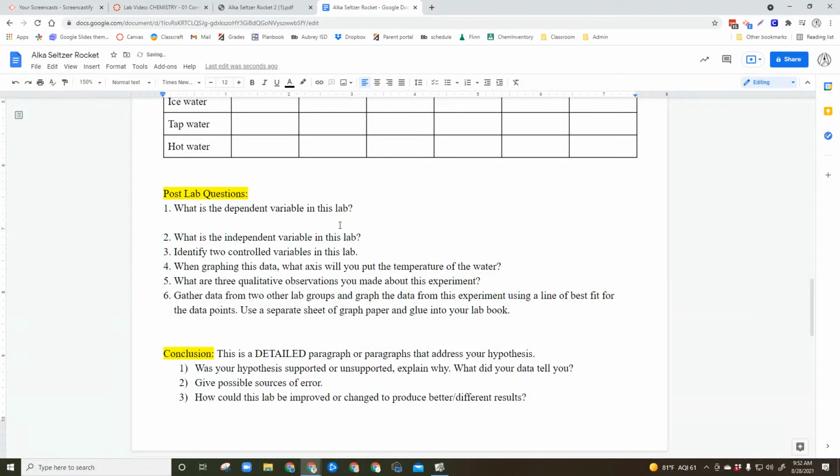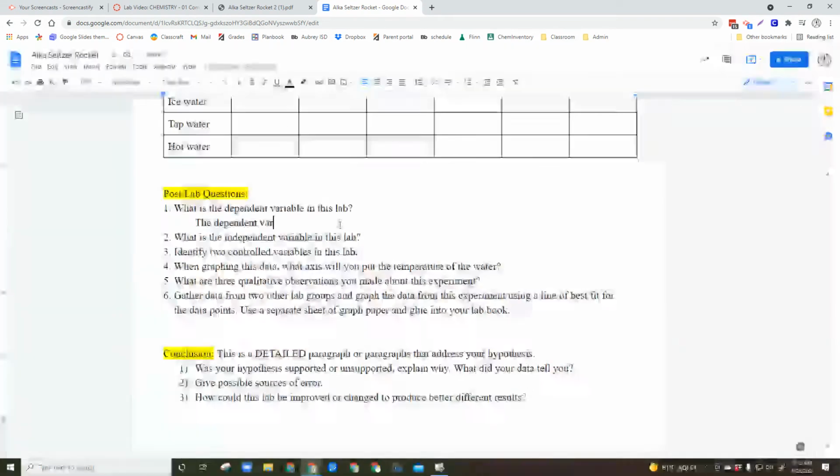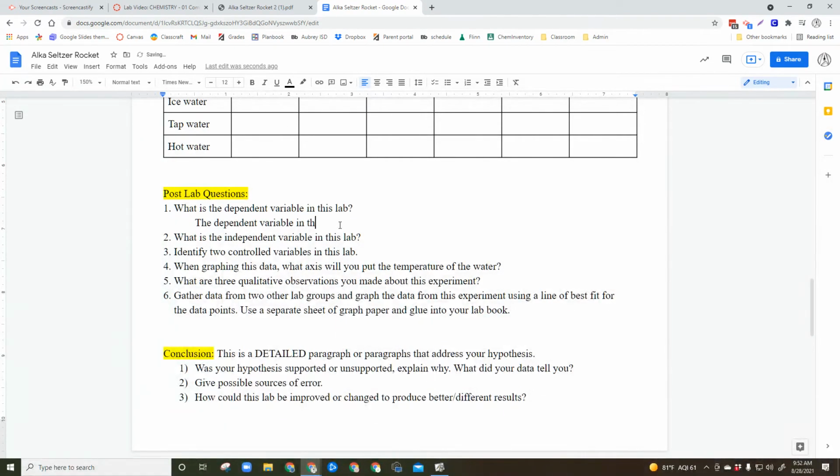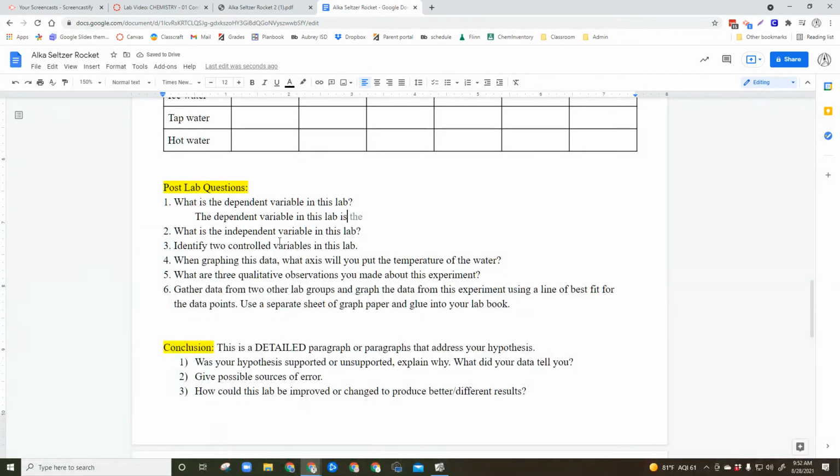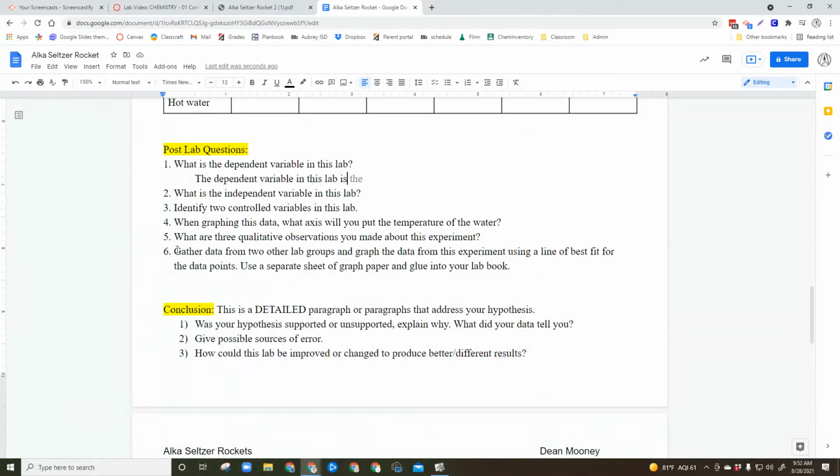What is the dependent variable? The dependent variable in this lab is... and then whatever the answer is, right? Okay. And here it says, what are the 3 qualitative observations you made in this experiment? All right, so it's using the word qualitative observations.